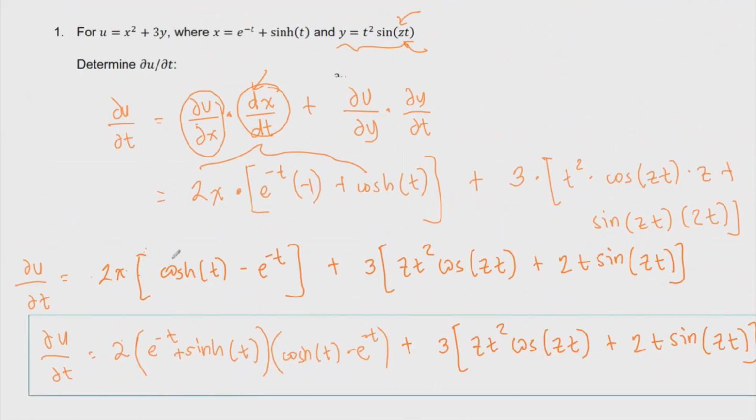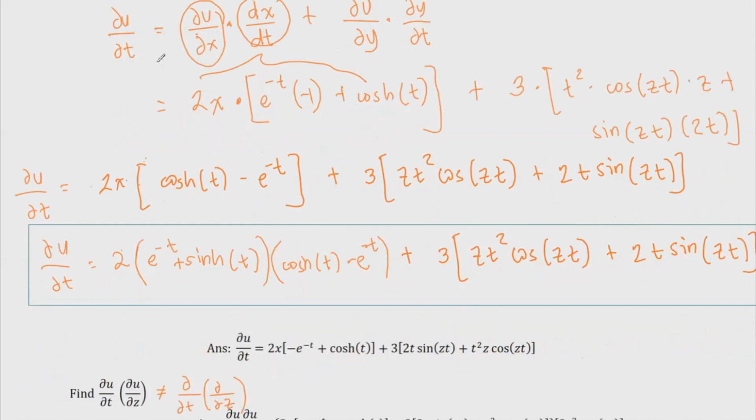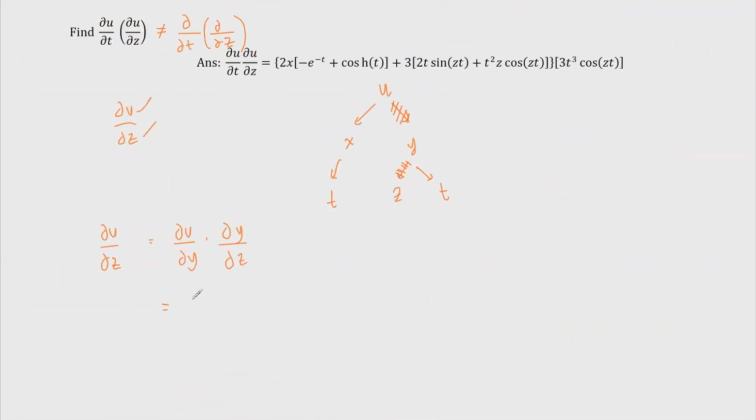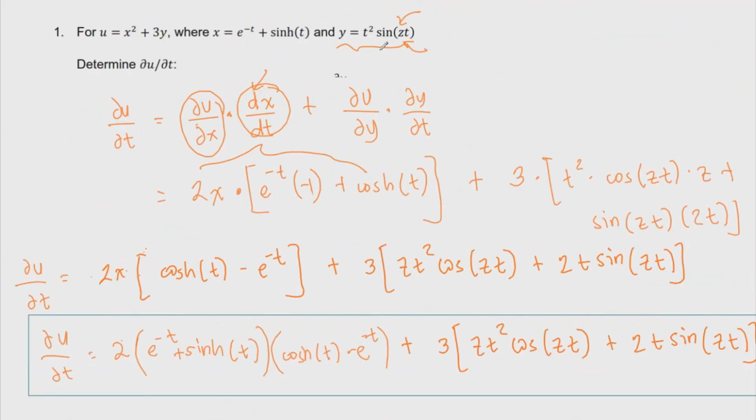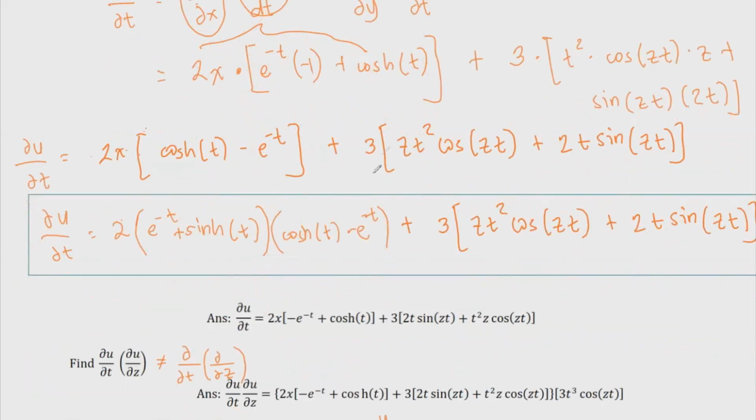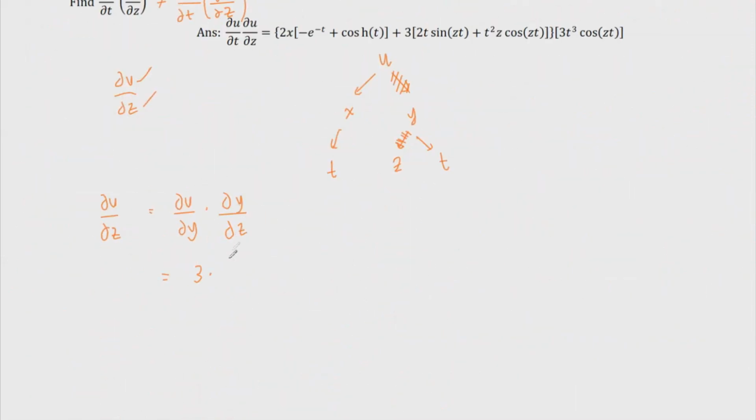So what we have here is 3. And then we multiply this with the derivative of y with respect to z. And in that case, we do have t as our constant. So that's t squared. And then we have cosine of zt, and then of course times t. Therefore, the partial derivative of u with respect to z is 3t cubed cosine of zt.